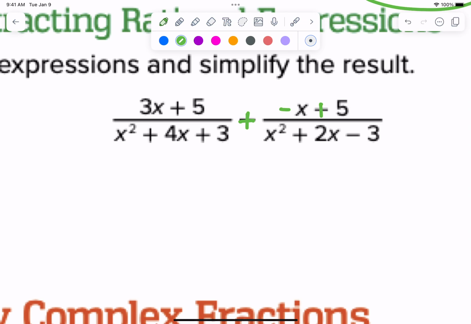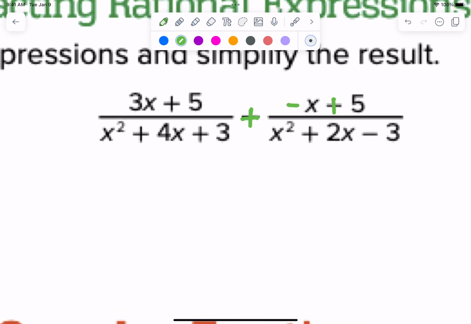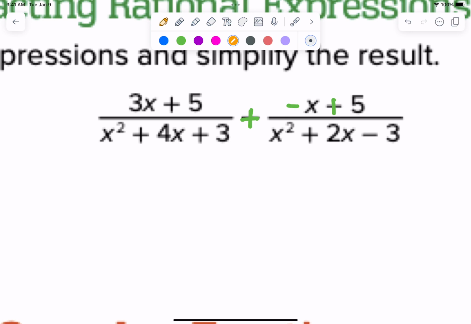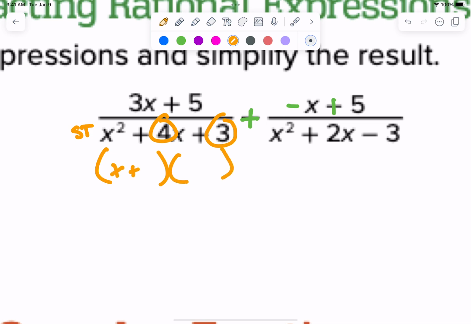Okay, two denominators that are really ugly looking. Let's break them down. So this is a simple trinomial. What can you multiply to get 3, but when you add them, give you 4? 3 and 1. Plus 3, plus 1.